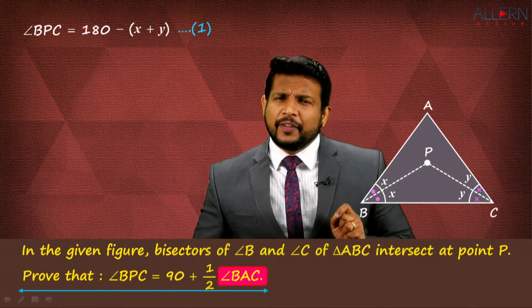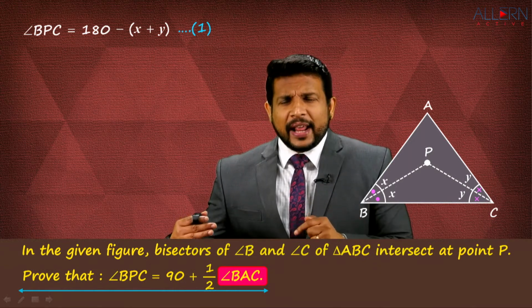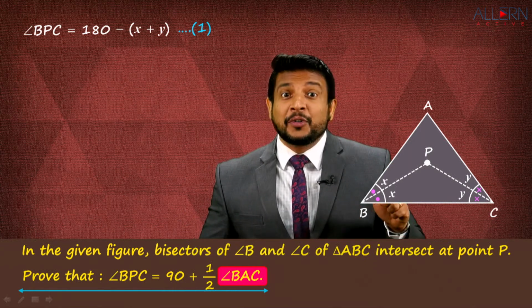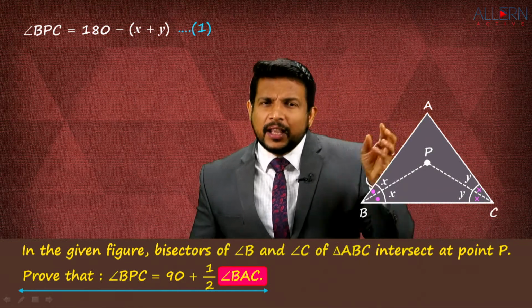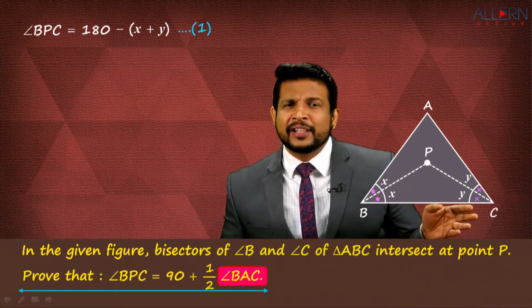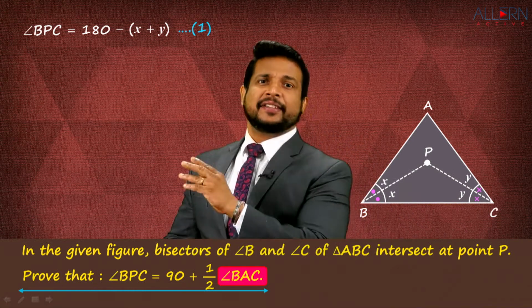Let's get that first, because when we are talking about angle BAC, we are talking about this triangle. And in this triangle, if you're thinking about angle BAC, first let's think what is angle ABC, what is angle ACB. Can we find that? You will say yes. How?